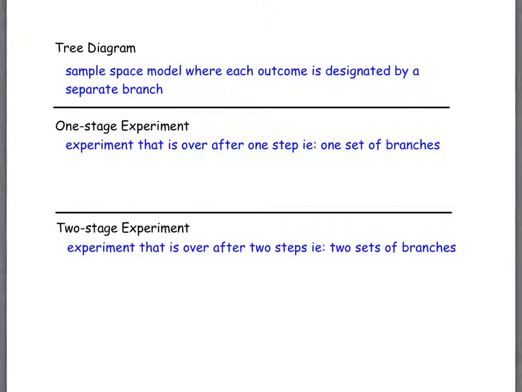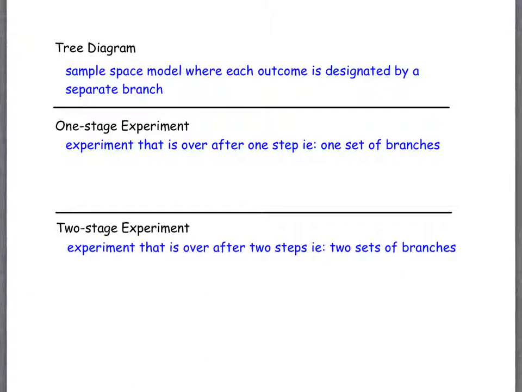Tree diagrams are a way of modeling making choices. That's what it is. A one-stage experiment has one set of tree branches. So I'm going to do the example of rolling your die. When you rolled your die, you had 6 options, numbers 1 through 6.